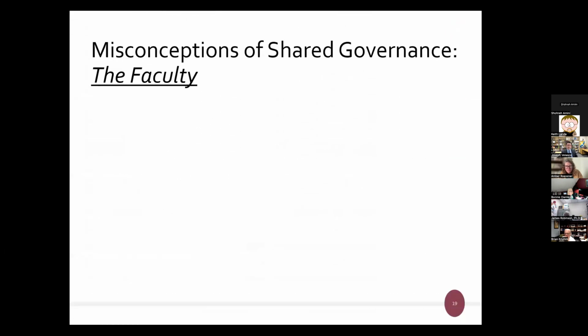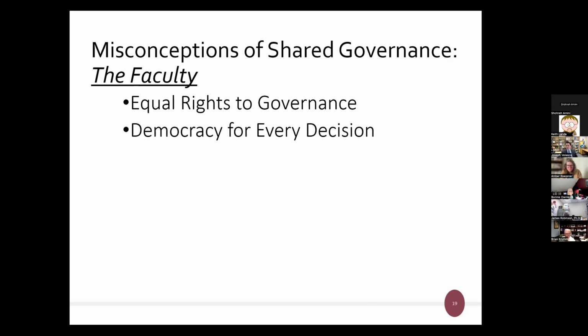But we faculty have our own misconceptions about shared governance: that it's equal rights to governance, and that there's democracy for every decision. Something that someone attending this talk should understand is that there are different levels of responsibility. You can think of it in terms of dance partners. In some decisions the faculty is taking the lead, and in some we are not.